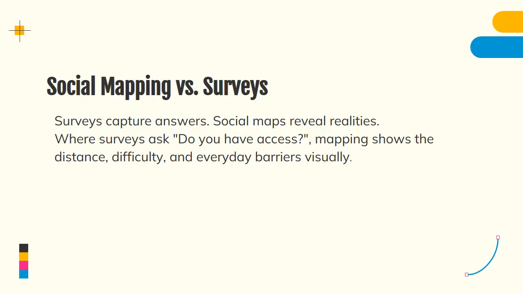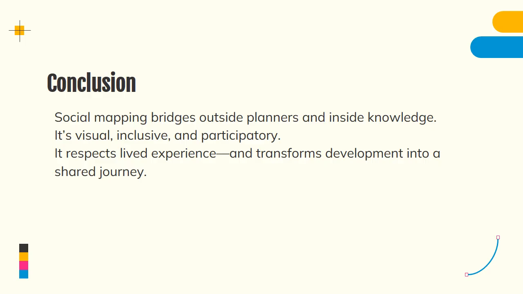Surveys ask questions. Social mapping reveals realities. Where a survey asks, do you have access? Mapping shows the 3 kilometers it takes to reach a hand pump through a flooded field. So, social mapping connects planners with people. It replaces assumptions with understanding. It's inclusive, visual, and participatory. It respects lived experience and transforms development into a shared journey.